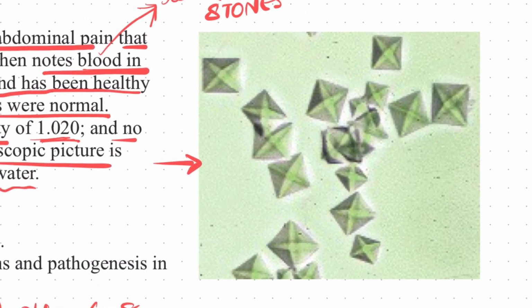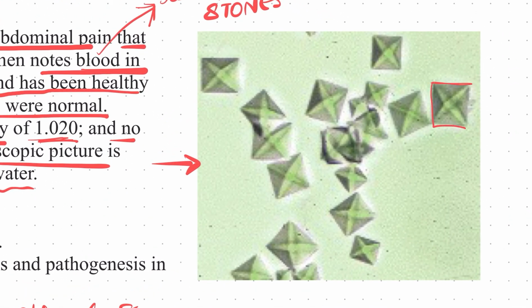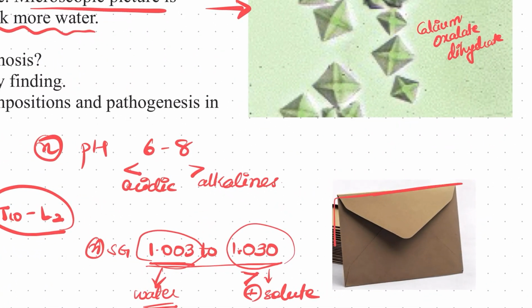The microscopic picture is also attached. So the microscopic picture shows the presence of certain crystals here. So again, it is more in favor of this diagnosis of renal stones because renal stones are formed by accumulation of crystals. These crystals accumulate to form renal stones, and the passage of crystals in the urine is like diagnostic of renal stones. And these are envelope-shaped crystals which are calcium oxalate dihydrate crystals. The envelope-shaped crystals appear like an envelope here, almost square or rectangular, with a flap covering it.